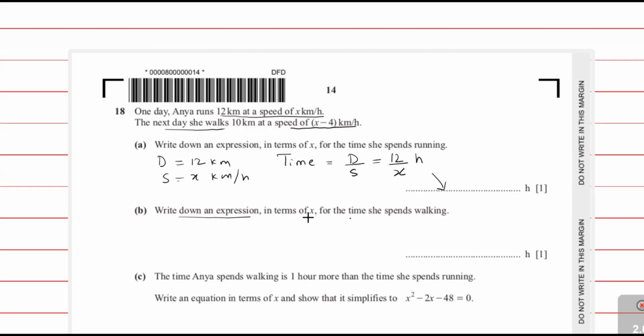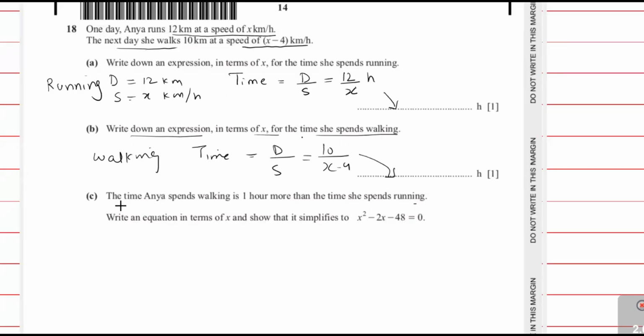Next part, write down an expression in terms of x for the time she spent walking. In part B, we will use the same method. The time equals distance over speed. Distance here is 10 kilometers and speed here is x minus 4. This is the expression for walking, and this is the expression for running. Part C: the time Anaya spent walking is 1 hour more than the time she spent running. Write an expression in terms of x.